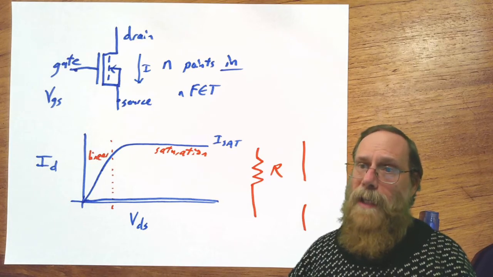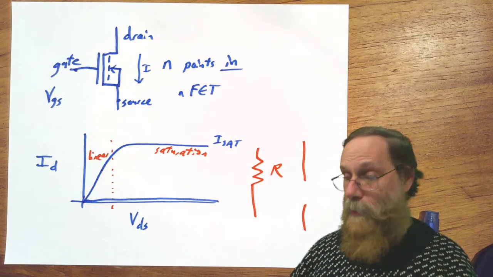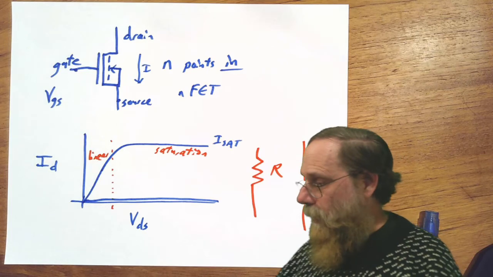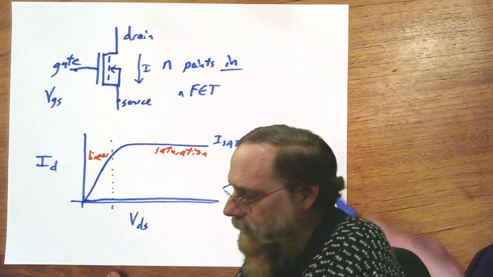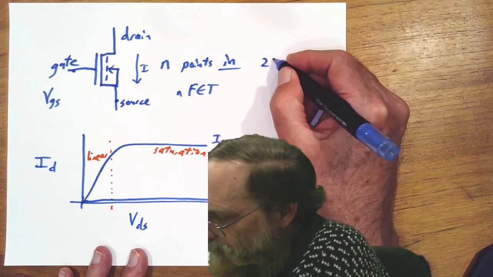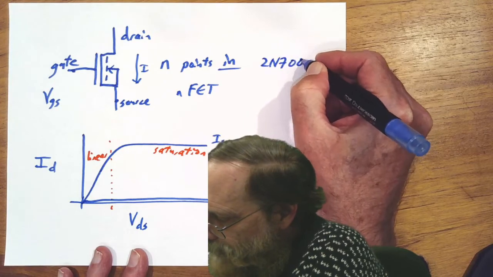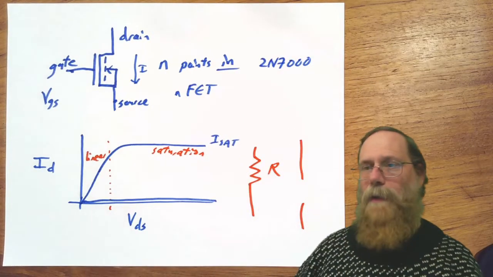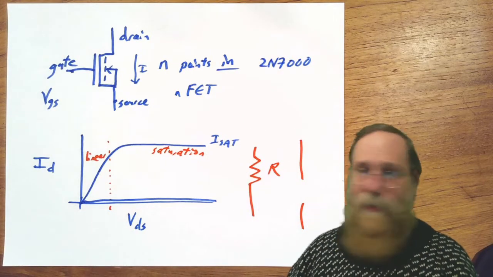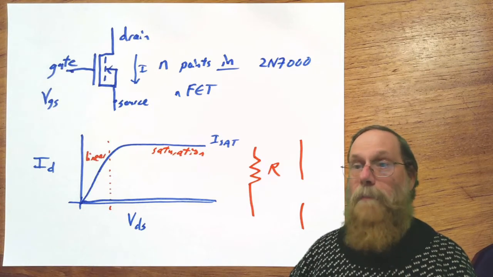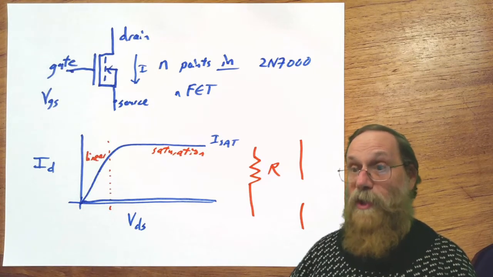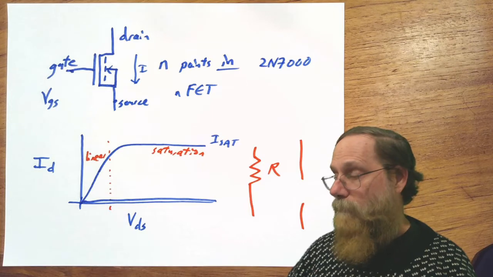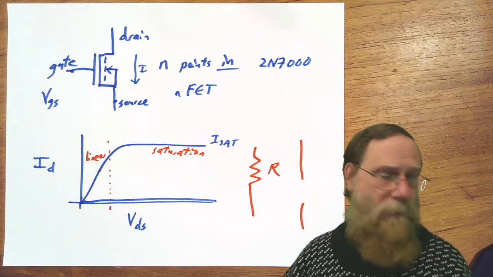However, if we use a non-power field effect transistor, so let's look at what would happen if we used a 2N7000 field effect transistor. That's not the sort we use in class. It's got a pretty high resistance, but that means it's easier for us to measure.